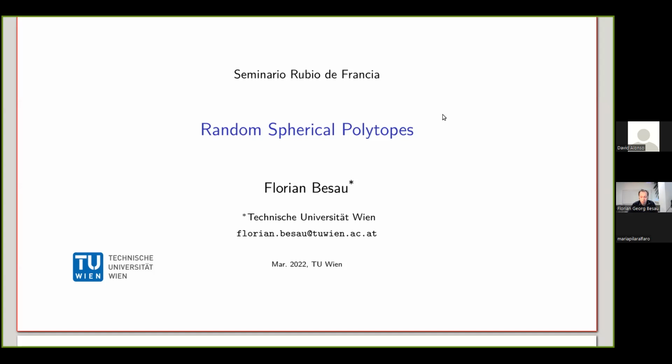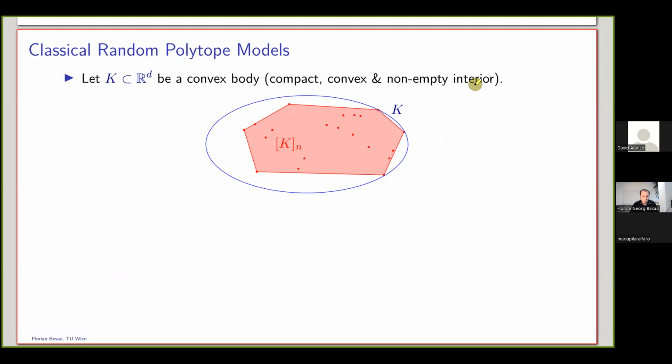So let's start with the classical Euclidean setup. Just to fix the notation, let's start with the most classical, easy setup. We want to talk about the Euclidean space in d dimensions. We want to fix some convex body. This is a compact convex set with non-empty interior. And then we want to construct a random polytope model.